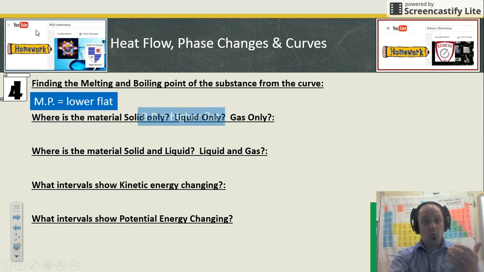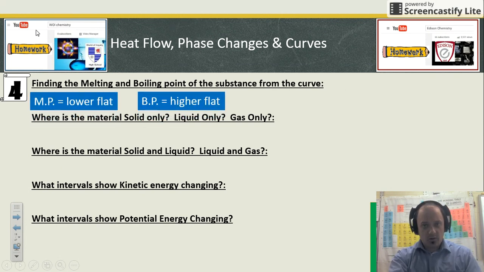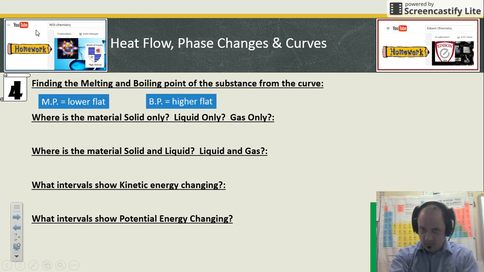Okay. Let's find our values from the curve. The melting point is the lower flat. The boiling point is the higher flat. Period. End of story. Memorize it.